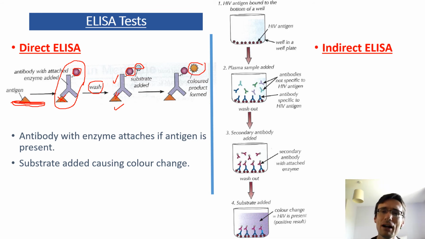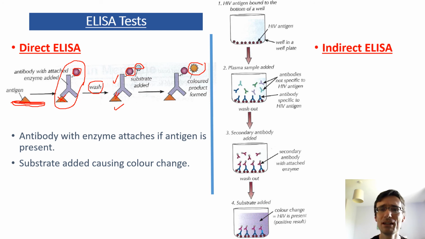Now, the different way of doing that is indirect ELISA testing. Indirect ELISA testing is particularly useful for HIV antigen testing, and it is pretty much the only example you're going to be asked about, but it is obviously a really important one, because if you're tested for HIV and you know you've got it, then that's going to help stop the spread of the disease. So how does this work?